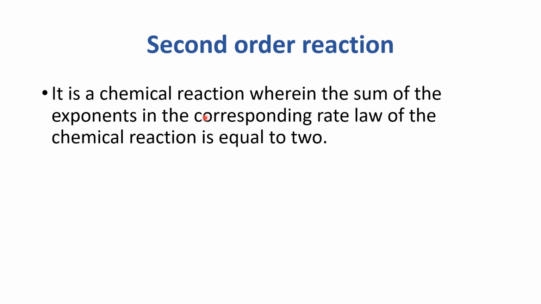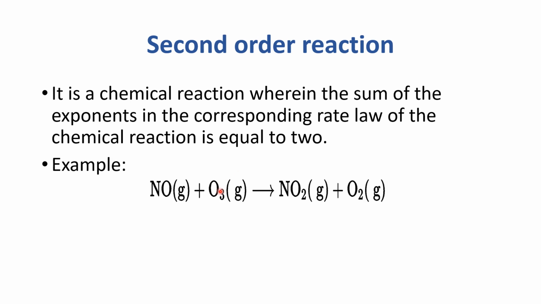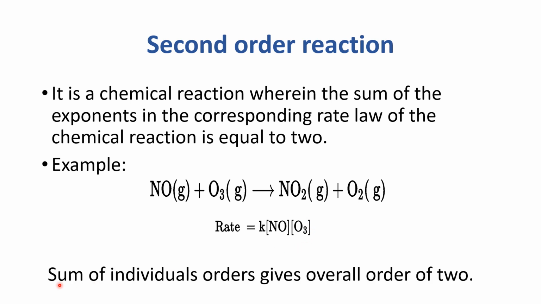Next is the second order reaction. It is a chemical reaction wherein the sum of the exponents in the rate law of the chemical reaction is equal to 2. Such chemical reactions in which the rate depends on the concentration of both reactants, we call second order reactions. For example, when NO combines with O3, the rate expression is rate equals K into NO into O3, that is, ozone.